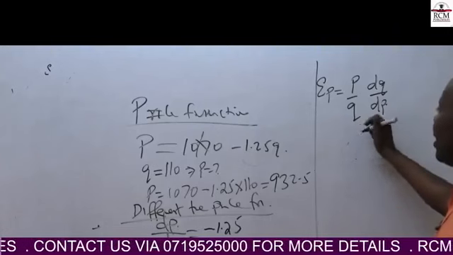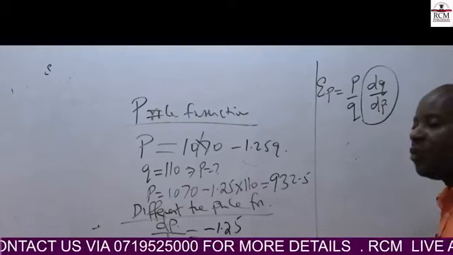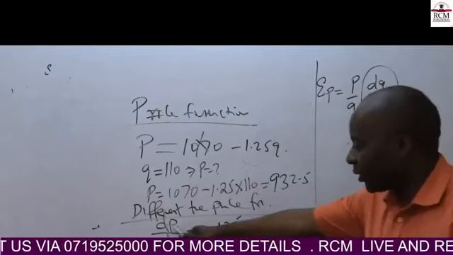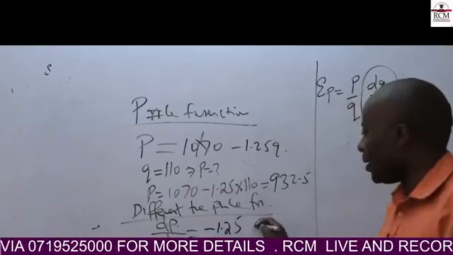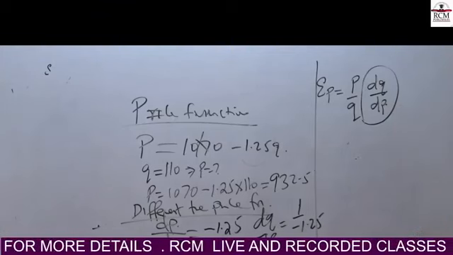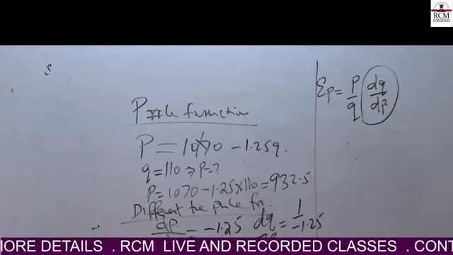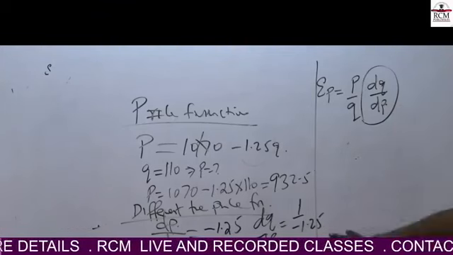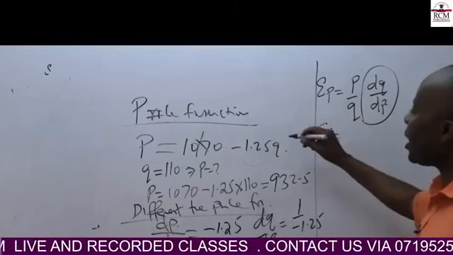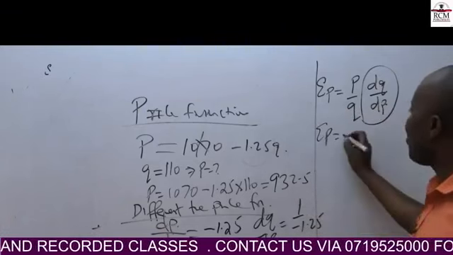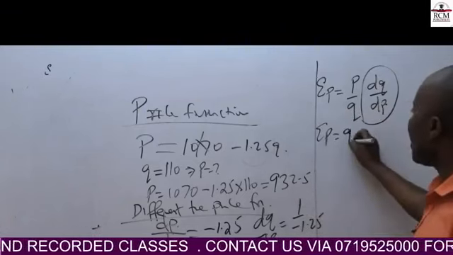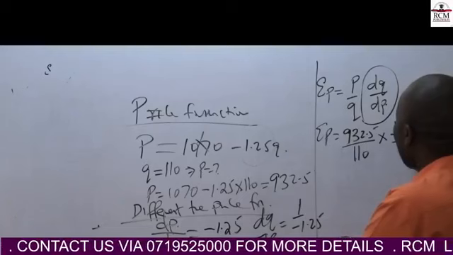Once I've done this, in this equation, I don't want dP over dQ. I want it the other way around, dQ over dP. So it will be 1 over minus 1.25, because in the formula I want the reciprocal. Then EP will be P over Q. The price, fortunately, you guys gave me: 932.5, all over Q, which happens to be 110, times 1 over minus 1.25.